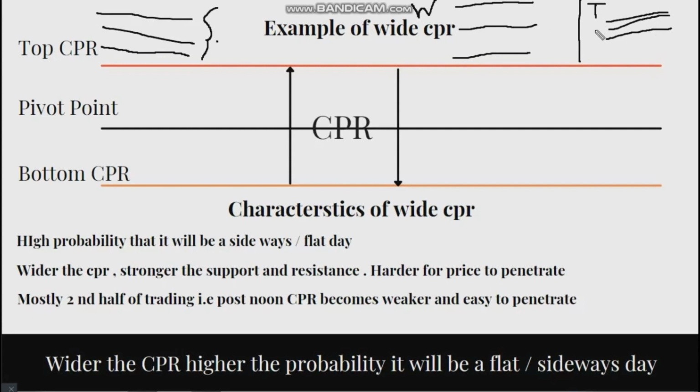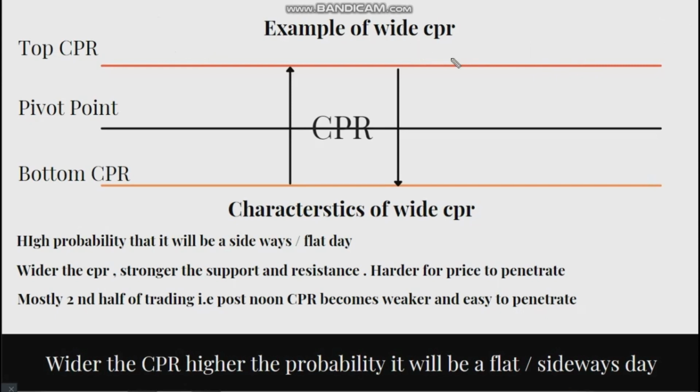The difference between the two is very simple. The distance between the lines, the top CPR, pivot point and bottom CPR, is less in thin CPR, as we can see in this diagram, and the distance in wide CPR is more, as we can see in this diagram, right? This one we'll talk about in the next slide. Right now we are focusing on wide CPR.